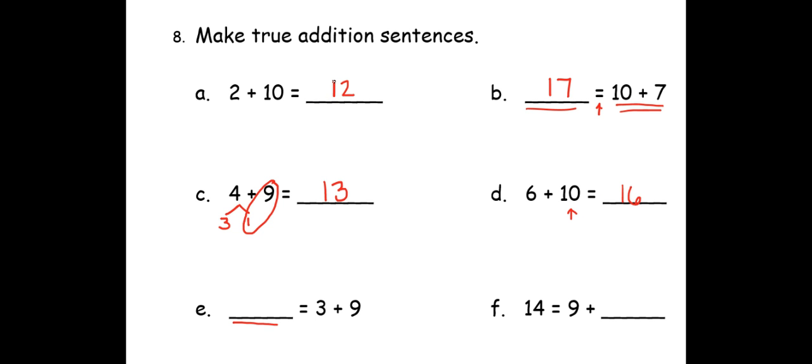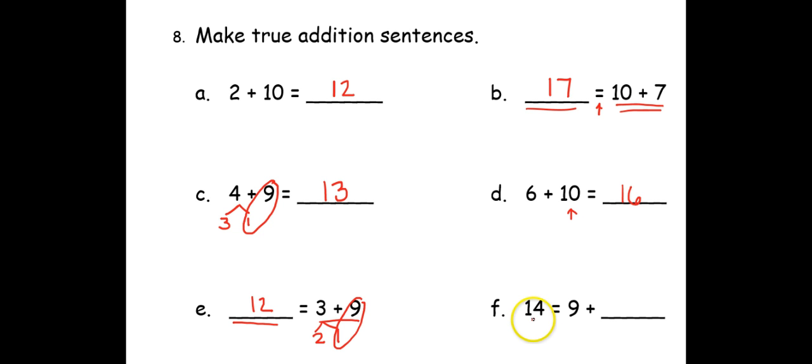Here I have some number that needs to balance with 3 plus 9. Well, to solve 3 plus 9, I can break the 3 into 1 and 2. That means I can make a 10. 10 plus 2 is 12. So 12 balances with 3 plus 9.